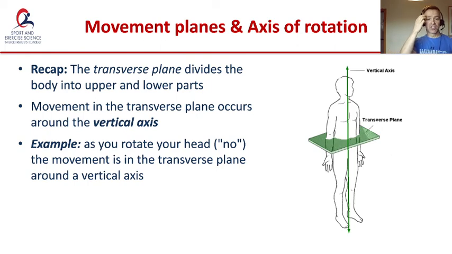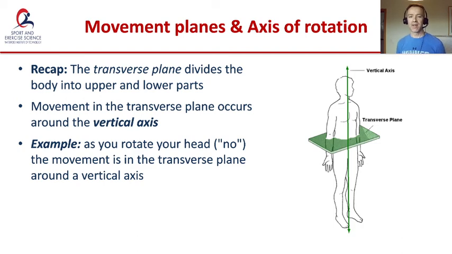Finally, we've got the transverse or horizontal plane that divides the body into upper and lower parts. Movements in the transverse plane occur around the vertical axis. So that one's kind of easy to understand. As you rotate your head to say no, that movement is occurring in the transverse plane. It is parallel to the transverse plane, and it is occurring around a vertical axis.